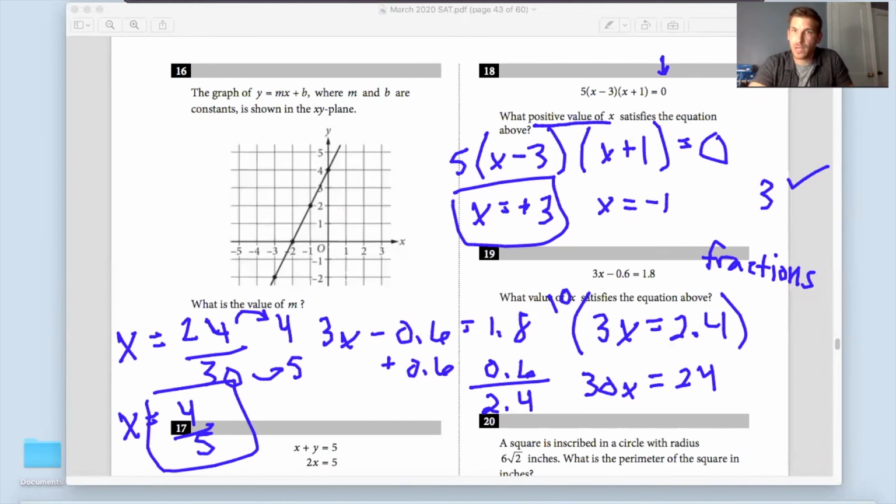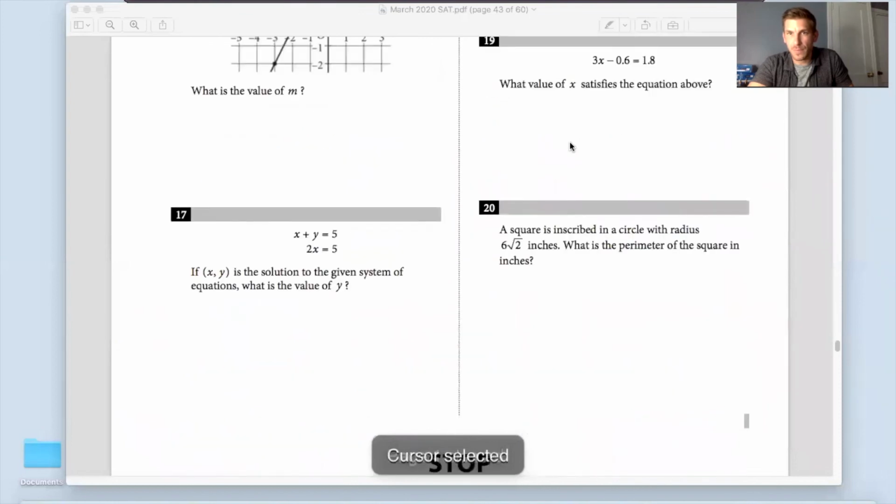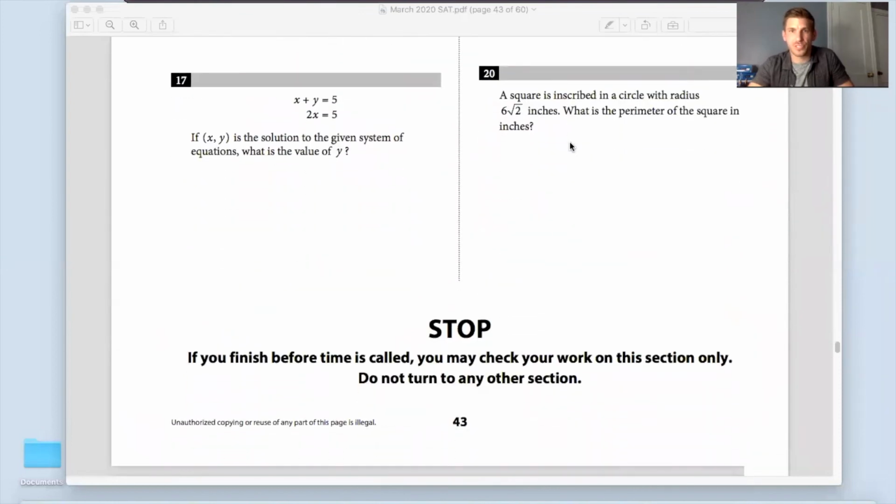So here we are kind of in the home stretch. Okay, of course they would.